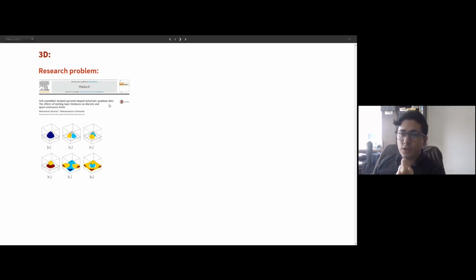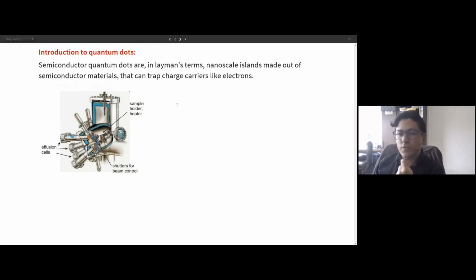pyramid shape quantum dot. Quantum dot, if you have never heard the word, maybe you have in the recent months because of this year's Nobel Prize in Chemistry. But what quantum dots are, and this is a bit of an introduction to quantum dots for people who may have never heard of them. So in layman's terms, they are nanoscale islands made out of semiconductor materials that can trap charge carriers like electrons inside them. How would you build something like that?